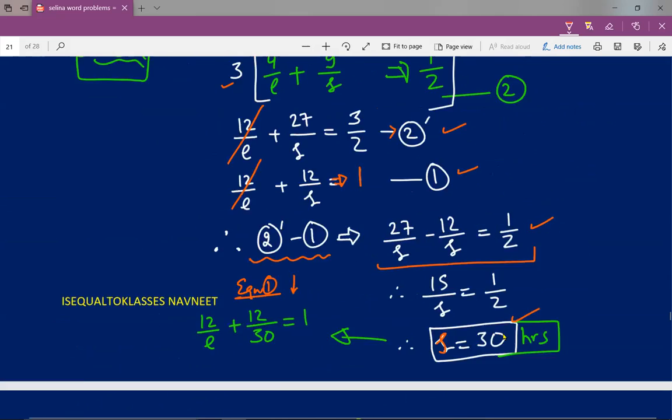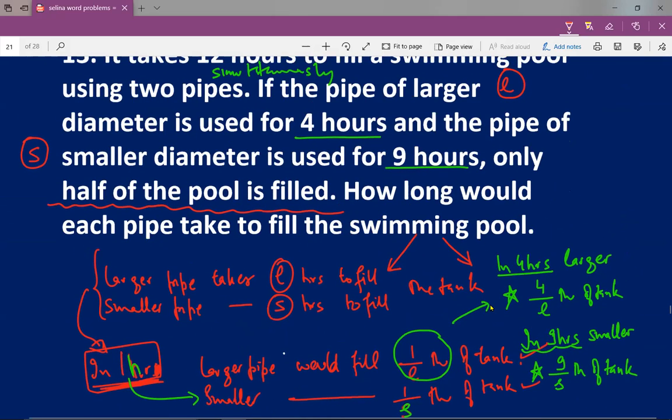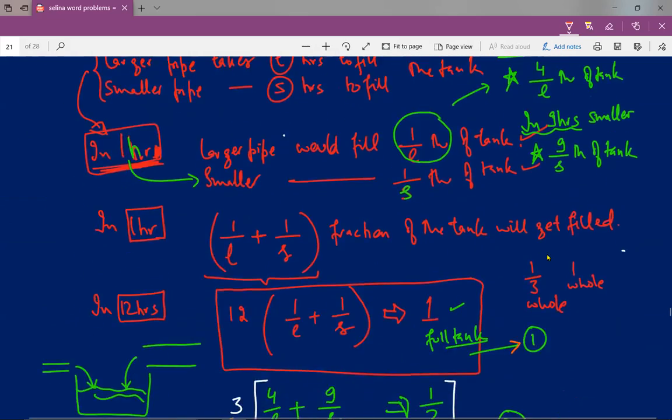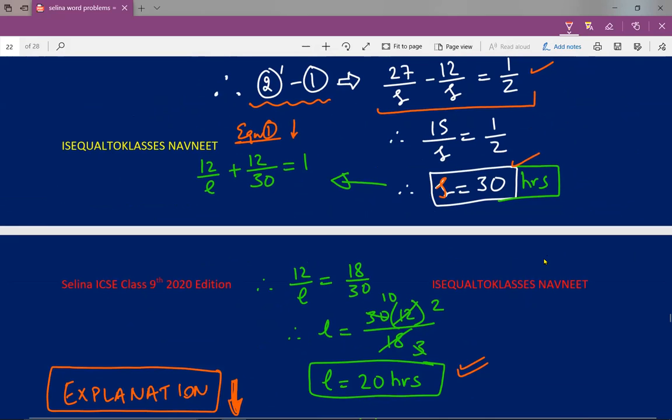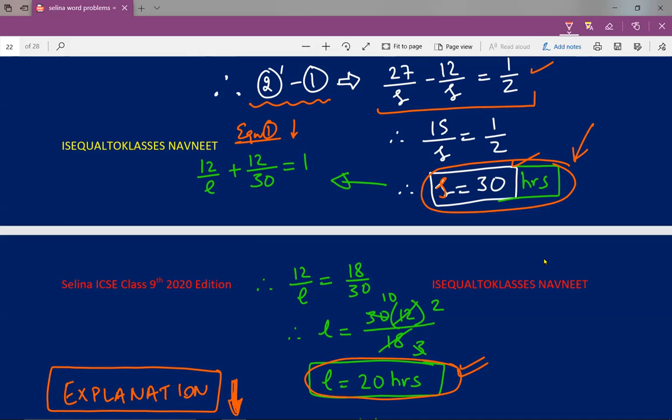So let us look at the question again and let me try to explain it again. How long would each pipe take to fill the swimming pool? Now, the smaller pipe, as per our answer, takes 30 hours to fill the pool when it is working alone. The larger pipe will take 20 hours. And it is logical because the smaller pipe is smaller, so it will take more time. This is a larger pipe, so it will take less time. I hope this is clear.